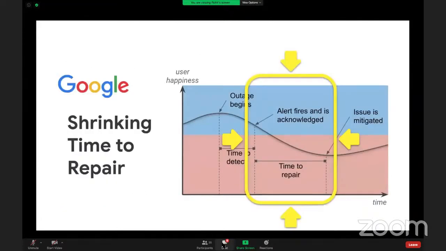Now, moving on to the next, shrinking time to repair. Whereas shrinking time to detect was all technical tasks, shrinking time to repair is mostly about people, policies, training, and of course, stress management. Even if you have a good alert, what good is it if everybody panics when they get an alert?